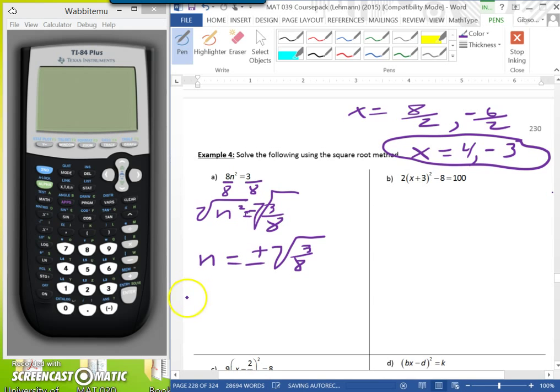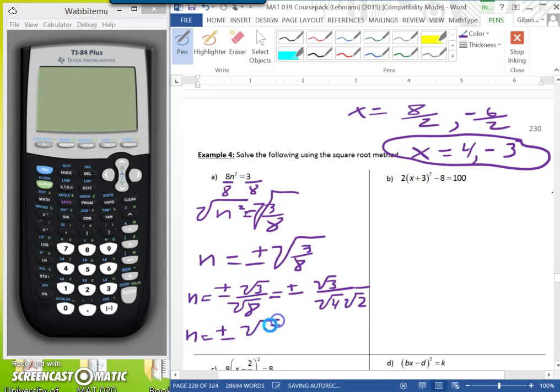Now we know we could change this. This ends up being n is equal to positive or negative square root of 3 over the square root of 8. Now we know the square root of 8 has a perfect square in it. So it would be n is equal to plus or minus the square root of 3 over the square root of 4 times the square root of 2. Now the square root of 4 we know is 2, so it'll still be n is equal to plus or minus square root of 3 over 2 square root 2.